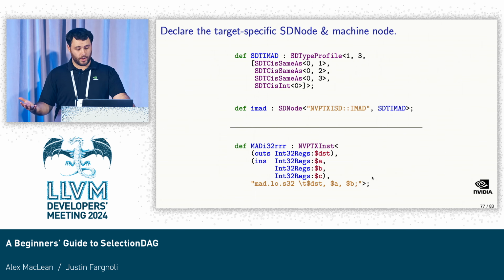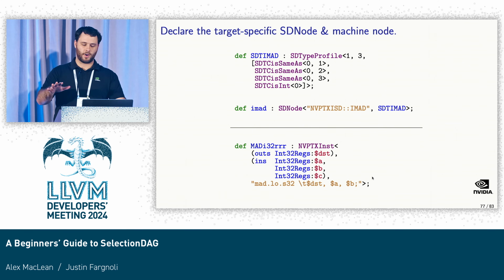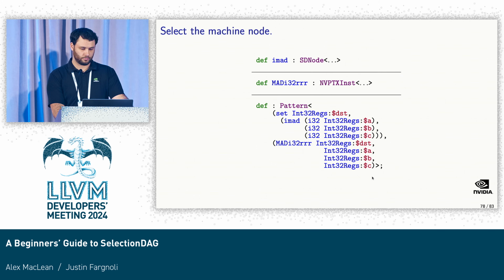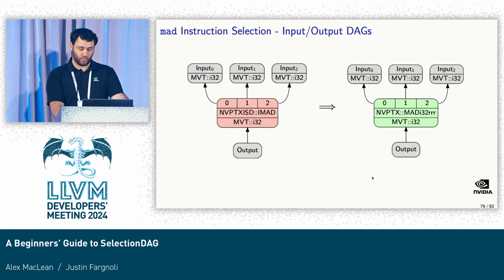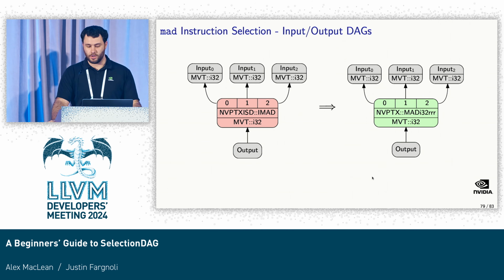Our IMAD SD node has the NVPTXISD::IMAD opcode and the type that we define above. The instruction we want to generate is a MAD_I32_RRR. We create this machine instruction, our NVPTX instruction, say it has one i32 output and three i32 inputs, and specify the assembly string that this will result in. With the SD node TableGen should look for, and the machine instruction it should generate, we can write a pattern that looks for the SD node and generates the machine node MAD_I32. And with this, we've taken our IMAD and produced our machine node, the MAD_I32.